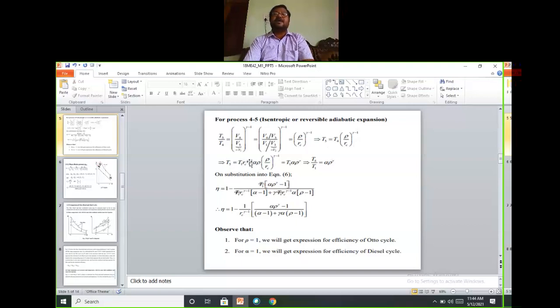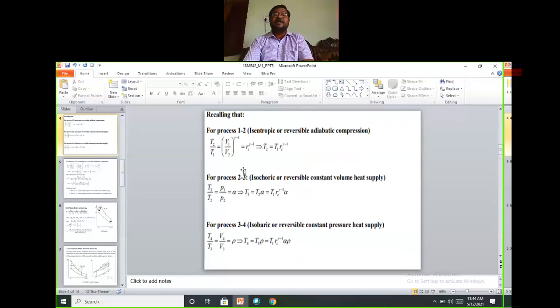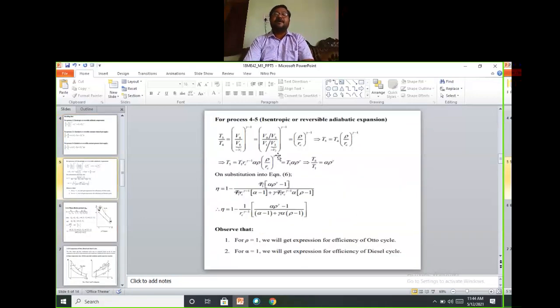Again, you substitute the T4 you found previously, T3, and after finding T2, you substitute here. After finding T3, you substitute here. After finding T4, you substitute here. You will get T5. By substituting all the things, you will get the thermal efficiency equation: 1 minus (1 by rc^(gamma minus 1)) times (alpha rho^gamma minus 1) divided by ((alpha minus 1) plus gamma alpha (rho minus 1)). This is the thermal efficiency equation for the dual cycle.